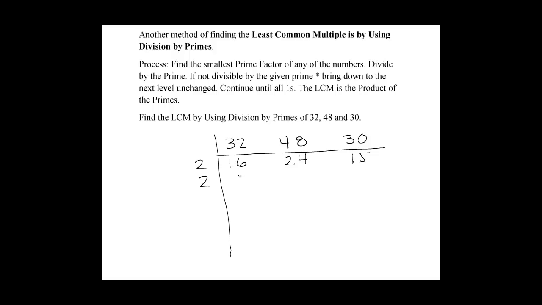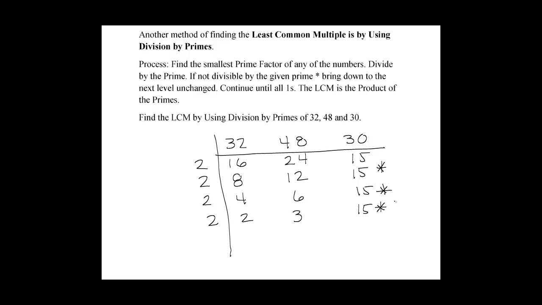I take 16 and I divide it by 2 and I get 8. 24 divided by 2 is 12. 15, since it is not divisible by 2, we just bring it straight down, and that's what our star up there said. All right, so now another one. We still have a 2 common to these two, so we will divide by 2. This will be 4, 6. Just bring that 15 down. Still a 2 in these two, so 2. This will be 2. 4 divided by 2 is 2. 6 divided by 2 is 3. And bring that 15 down.